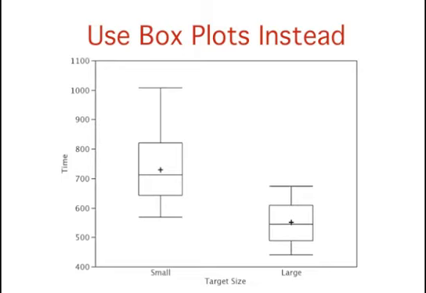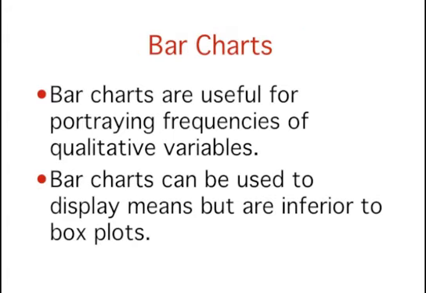Although bar charts can display means, we do not recommend them for this purpose. Box plots should be used instead, since they provide more information than bar charts without taking up more space. For example, a box plot of the mouse movement data is shown here. This graph reveals more about the distribution of movement times than does the bar chart just shown. To repeat, although it is common to use bar charts to display statistics such as means, it is better to use box plots, since box plots convey more information in the same amount of space.